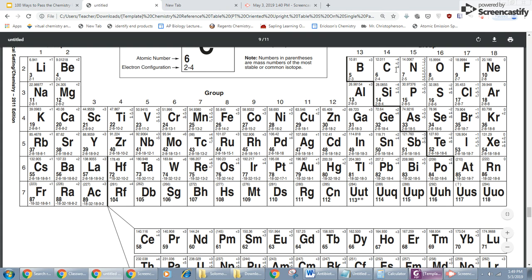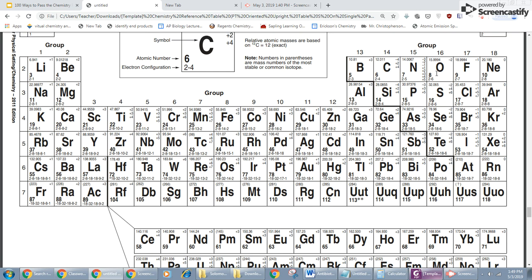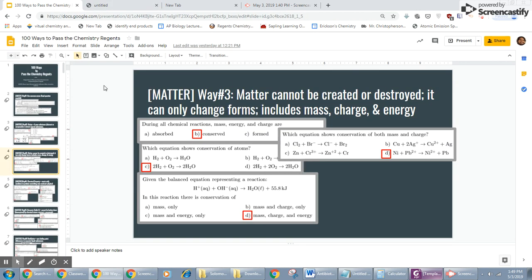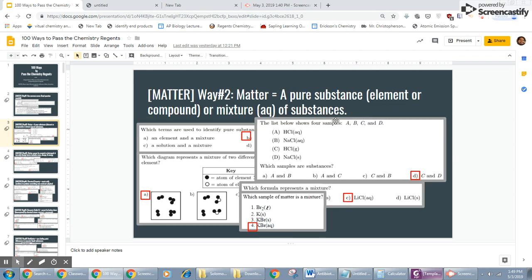And anytime we mix an element and bond it to something else, like CO2, for example, that's called a compound. And a mixture contains a combination of elements and compounds together.